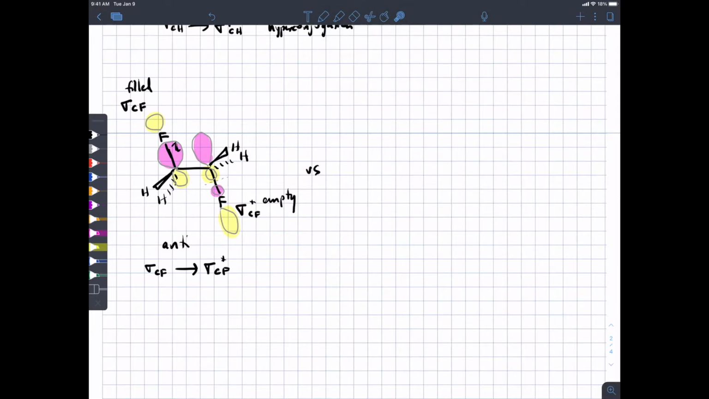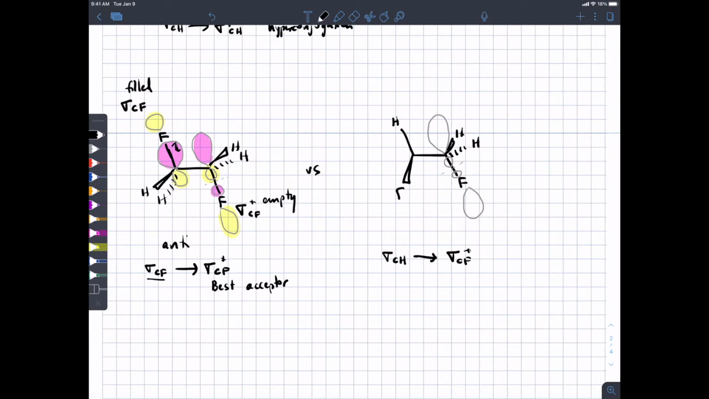So what I really should have shown you is to compare the situation. Here is our best carbon-fluorine sigma star. This is our best acceptor. What I should have compared is having our carbon-fluorine versus carbon-hydrogen donating into that best acceptor. So I'm sorry for that oversight. Let's leave the carbon-fluorine bond over here in that place, and let's continue to draw that carbon-fluorine sigma star right there. But instead of having the carbon-fluorine bond being the donor, let's now have the carbon-hydrogen bond being the donor.